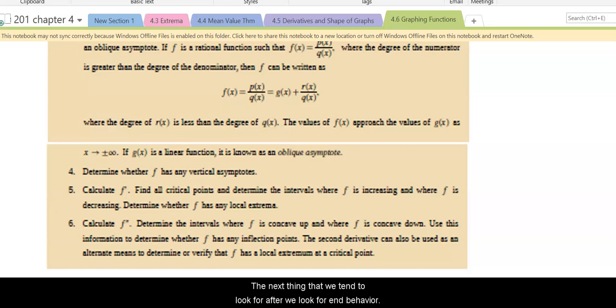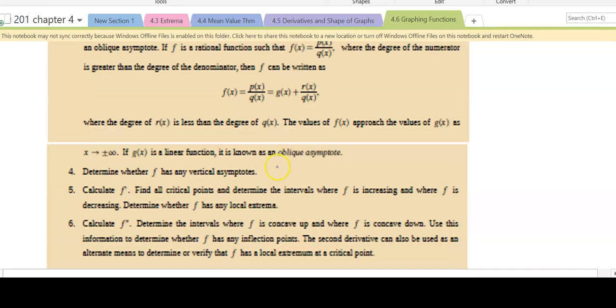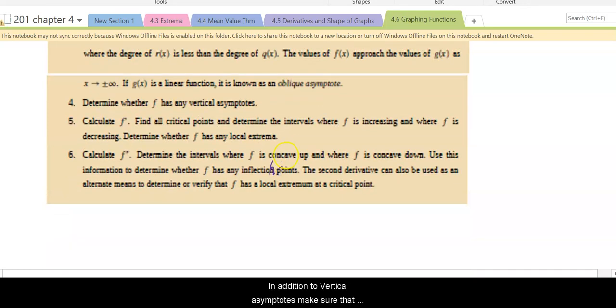The next thing that we tend to look for after we look for end behavior is whether or not the graph has any vertical asymptotes. In fact, after you've examined step 1, which is the domain of the function, you will already know whether or not you have vertical asymptotes. You should also add to this step whether or not you have any holes. I would definitely add that into my list of things that I'm looking for at this point. So in addition to vertical asymptotes, make sure that you look for holes.